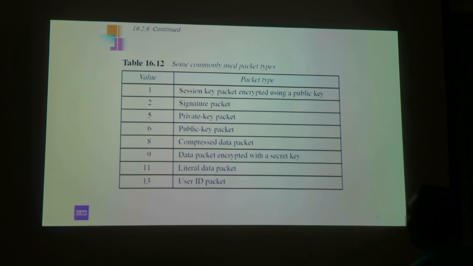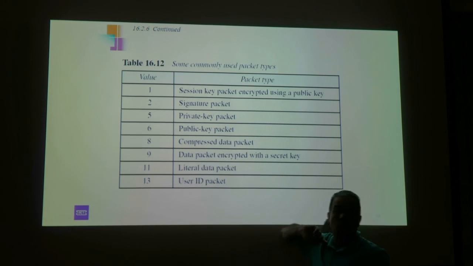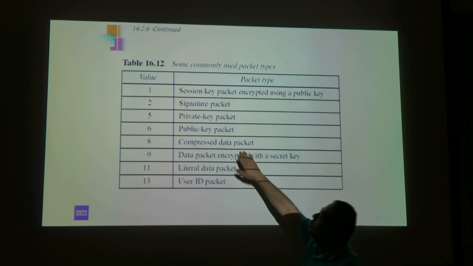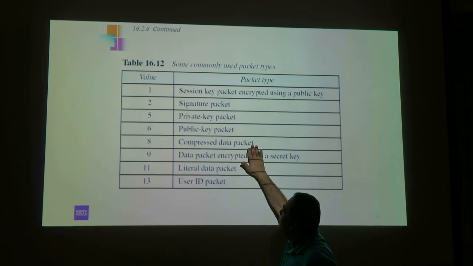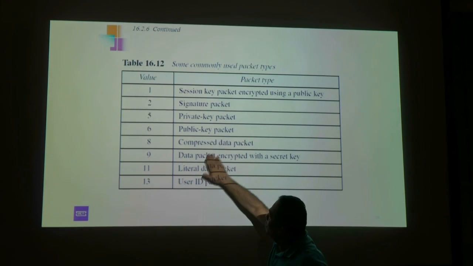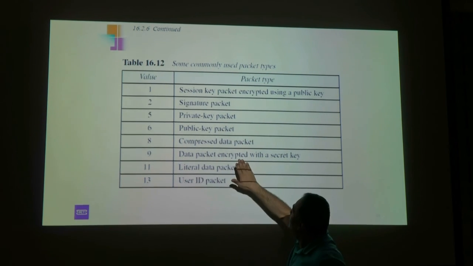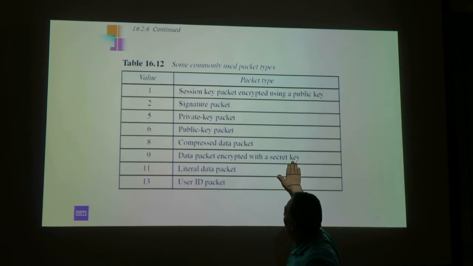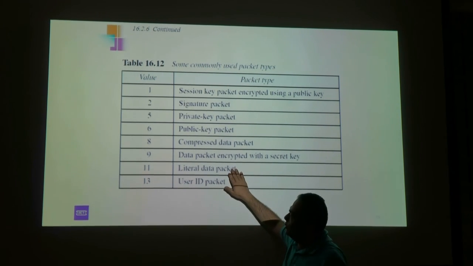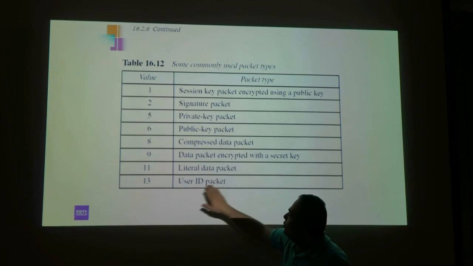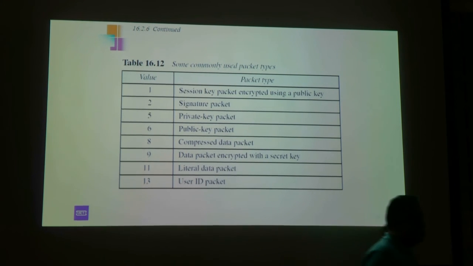Then the second one, signature packet. Sometimes you need to send only a signature packet, or a private key packet, or the public key packet, or a compressed data packet. So data compressed. Or data packet encrypted with a secret key. Or literal data packet, your data, your message. Or user ID packet. There are different packets that you could send.